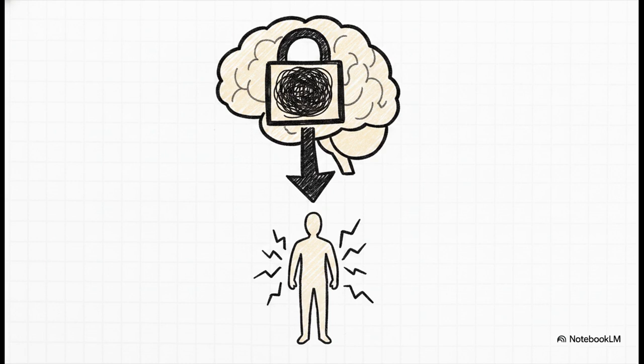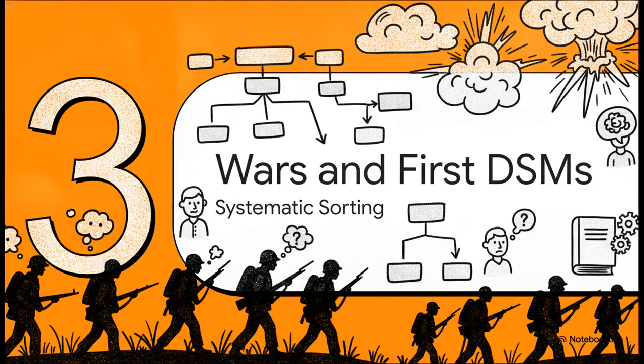So the crucial point introduced by thinkers like Freud was this completely novel idea that a distressing, invisible psychological experience could actually manifest later on as physical symptoms. Think about what a massive conceptual leap that was. Freud proposed that trauma wasn't just a physical blow to the head. It was an overwhelming psychological experience repressed by the mind, only to bubble up later through what were then labeled as hysterical physical symptoms. Which brings us to Part 3, Wars and the First DSMs.